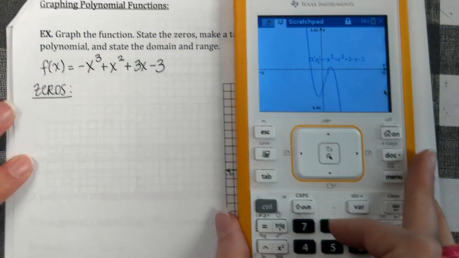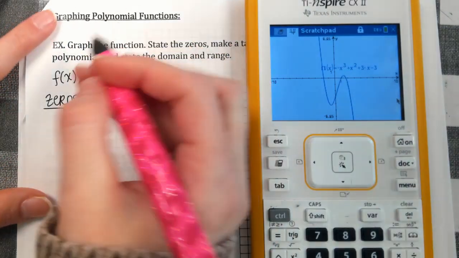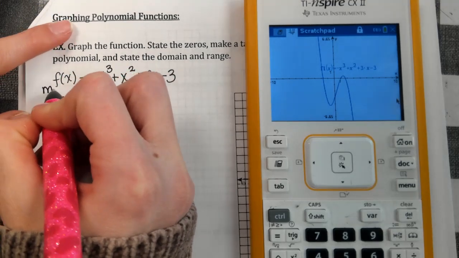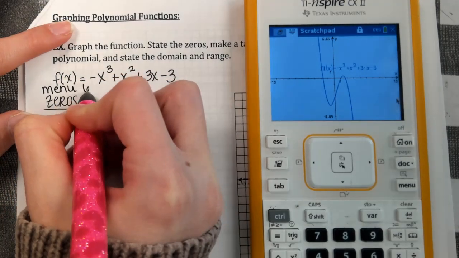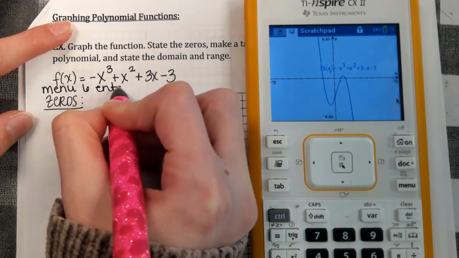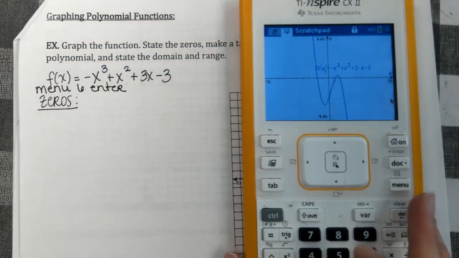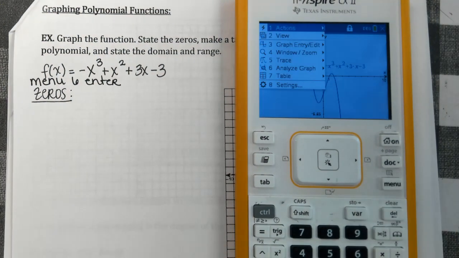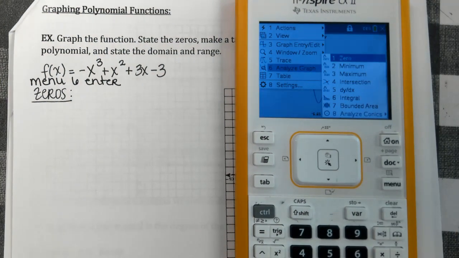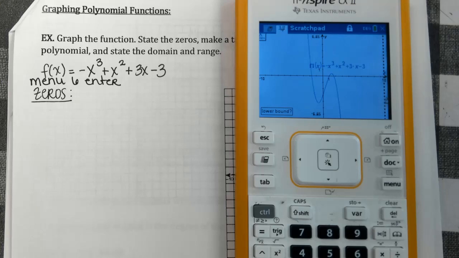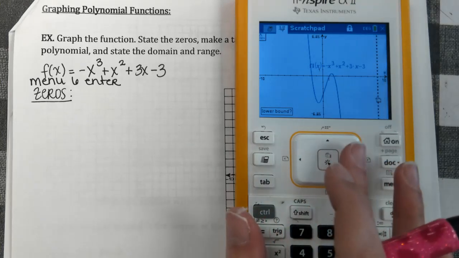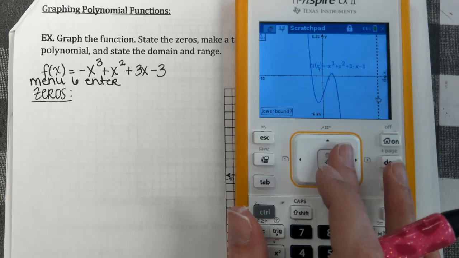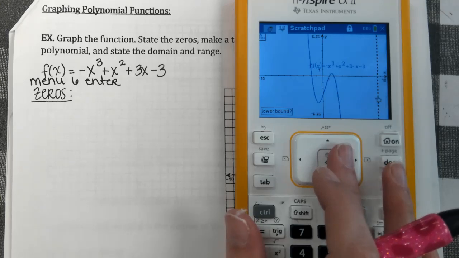Okay, to find the zeros, you're going to do menu 6, enter. Menu 6 is what we're going to do everything out of. It's already at 0, so you press enter. Once you do menu 6 enter, you should have a dashed black line that pops up. Does everyone have that? Okay.